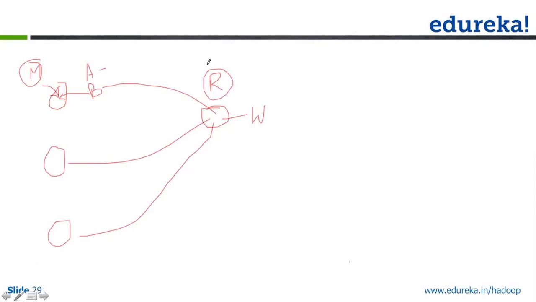The reduce task is again a program which will just consolidate. If a party got these many votes from here, it will get the tally of all the votes from all these places and then finally tell you who is the winner. Is that okay, Richa?